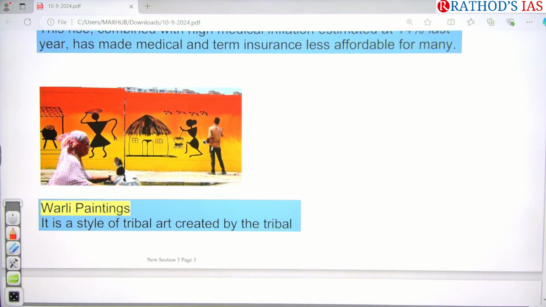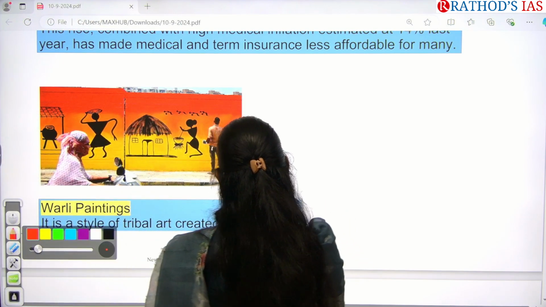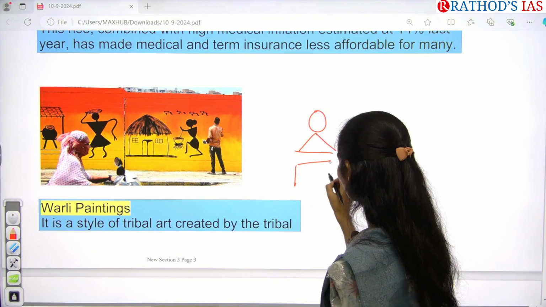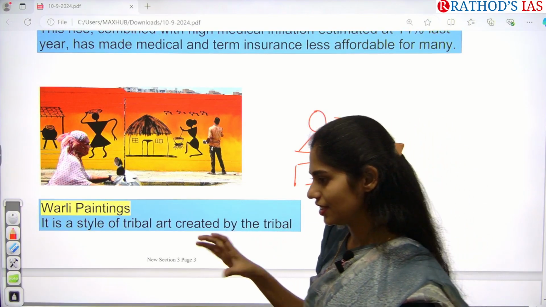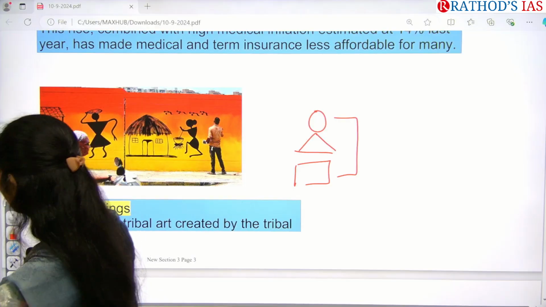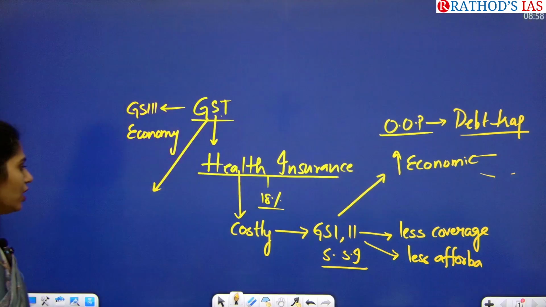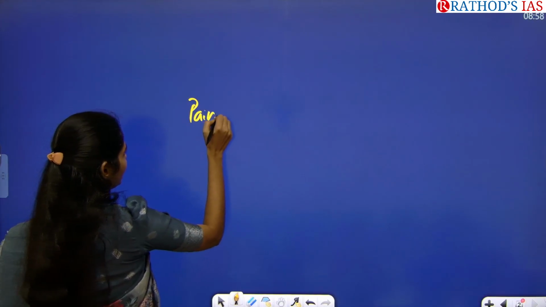And see this interesting painting. What is this painting? If you see this kind of image in the newspaper, it is particularly very important for your prelims. Here you can see the shapes: circle, triangle, square. These are the geometrical shapes that are used in this type of painting. It is an example of Warli paintings. In your art and culture, you will be reading the chapter called paintings.